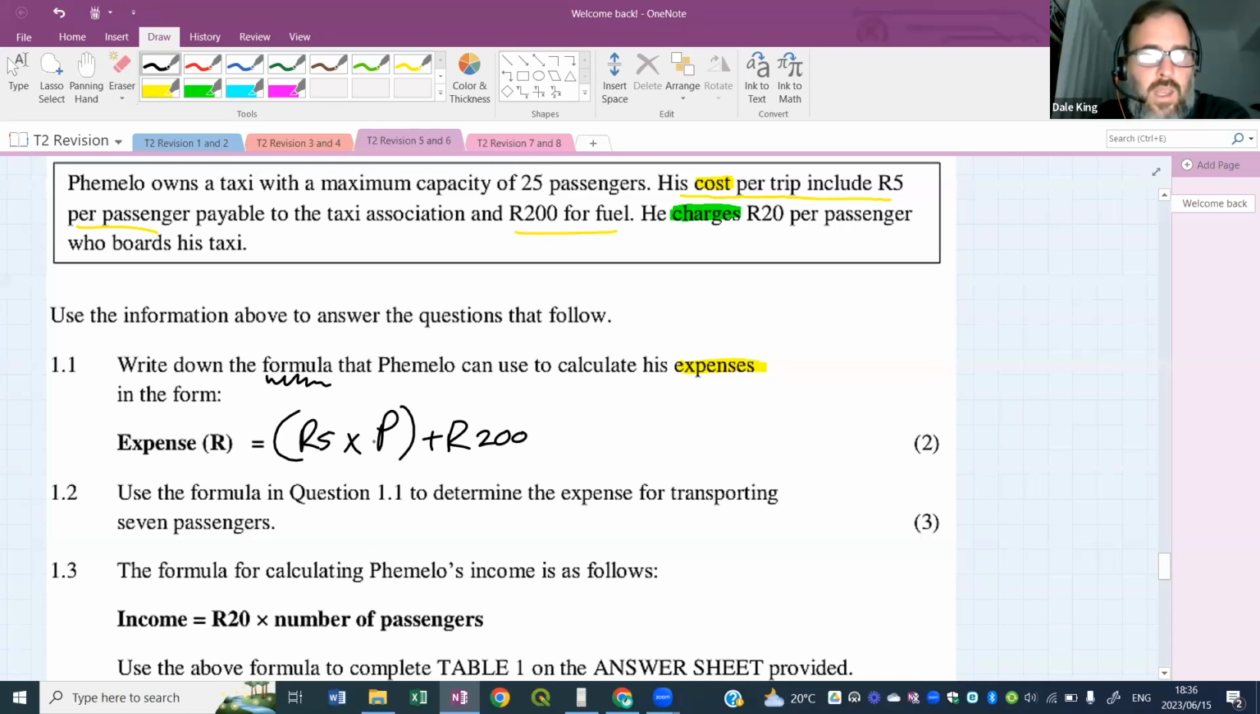So we're going to put a P there in the place for passengers, and you can have 1, 2, 3, 5, 10, 15, 25, depending on the trip. We're going to give this to Pamelo now. He can work out his costs or his expense for the trip anytime he wants. All right, now, we need to use the formula in question 1.1 to determine the expense for transporting 7 passengers.